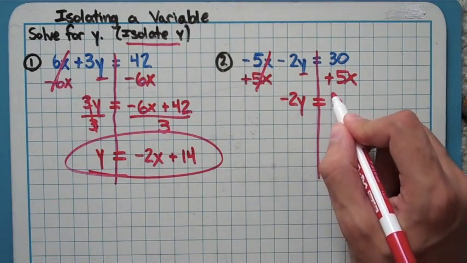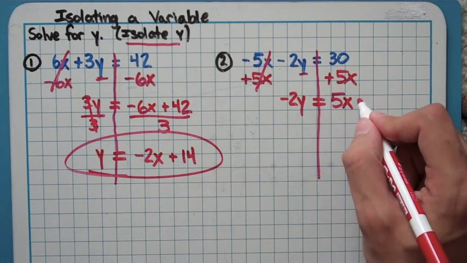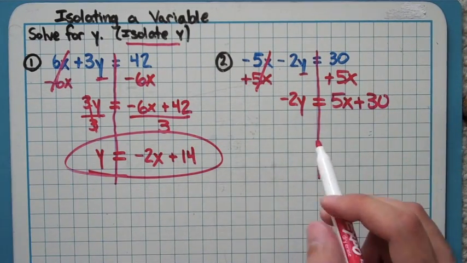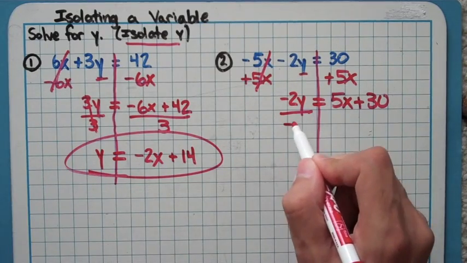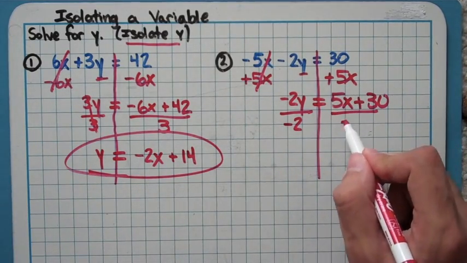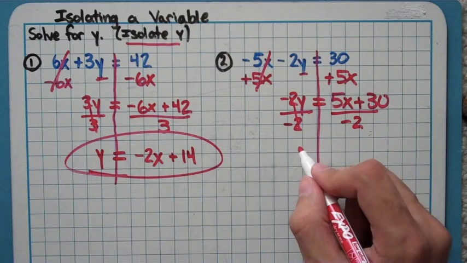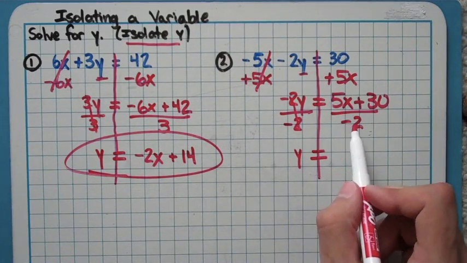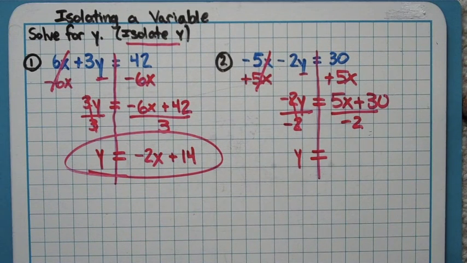It's positive 5x and then plus 30. If this was negative 30 here, I just put minus 30, that's the only difference. And I'm going to go ahead and divide both sides by negative 2. So on this side, you just get y. And over here, 5 divided by negative 2 is not a whole number answer.